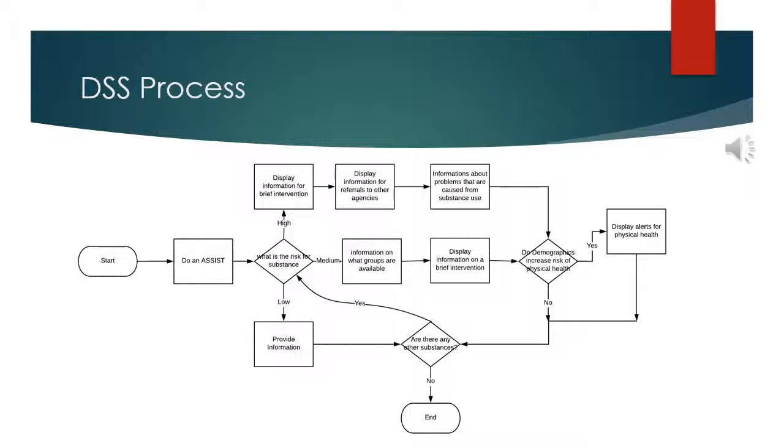So if the substance risk is medium, it would display information on what groups are available, what community groups are available. It would display information on brief intervention. It would go through the same physical health loop. And if the risk or substance score is low, it would just provide some basic information about any risks that substance use might lead to.